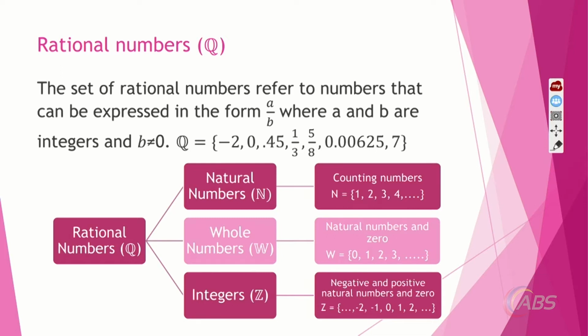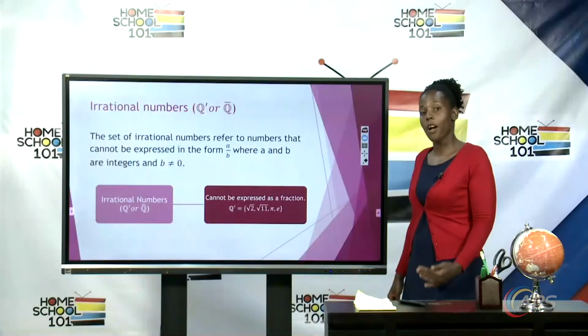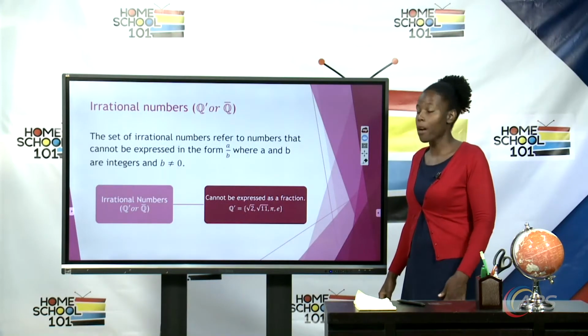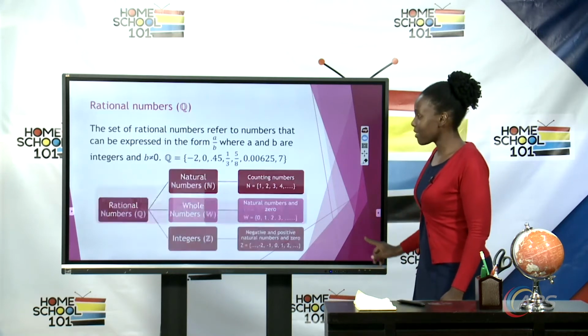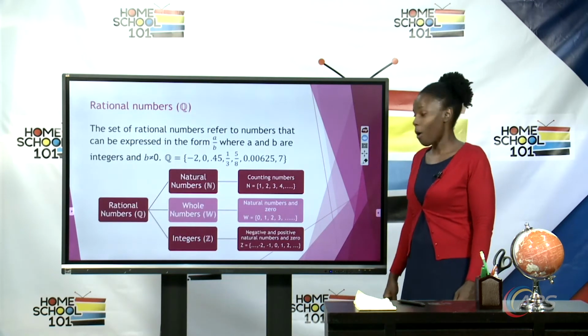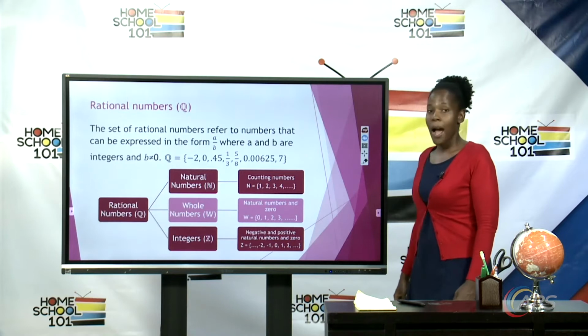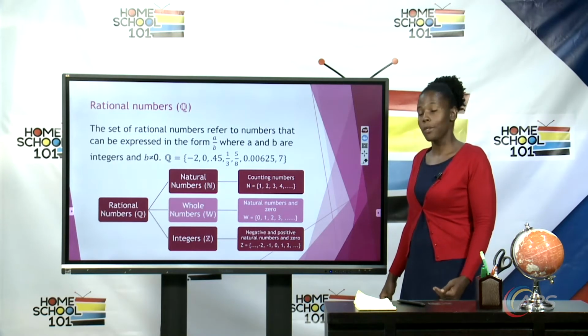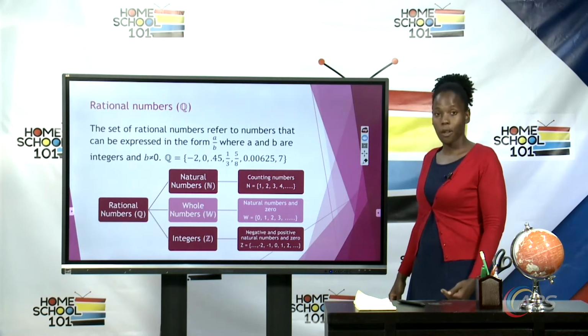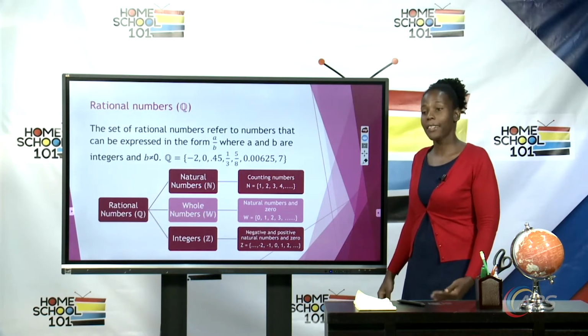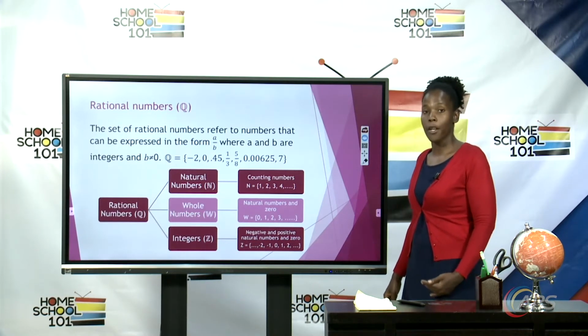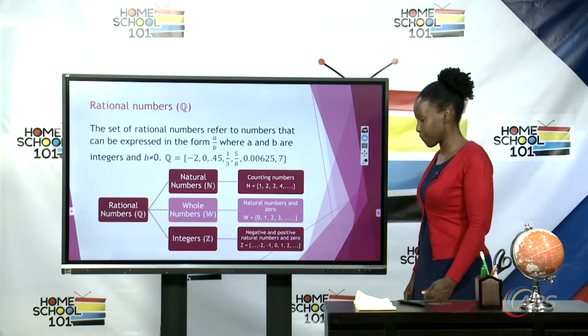We have the set of natural numbers, and the set of natural numbers speaks to our counting numbers. And how do we count? We count 1, 2, 3, and we continue. The second set that we have would be our set of whole numbers, and our whole numbers include the set of natural numbers and 0. So starting with the 0, 0, 1, 2, 3, and we continue.